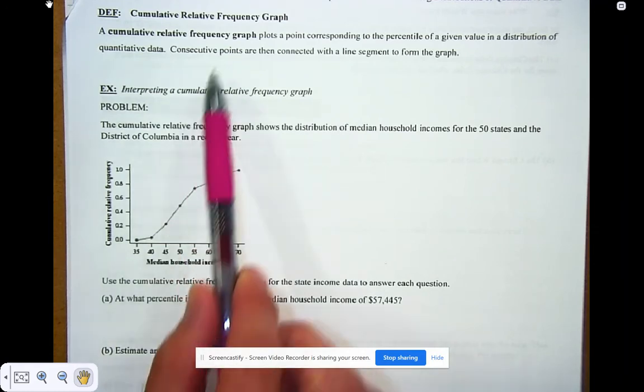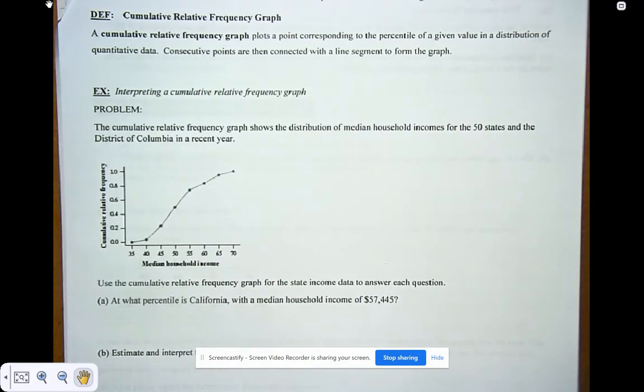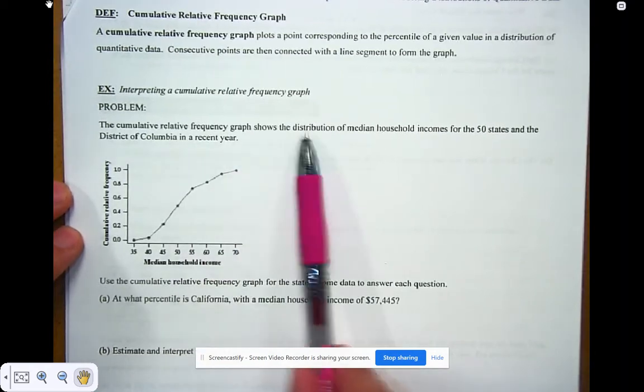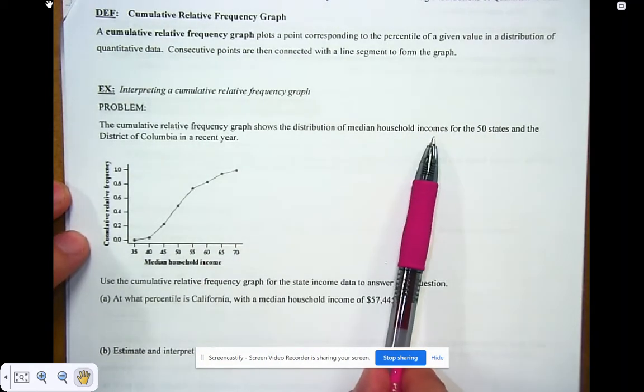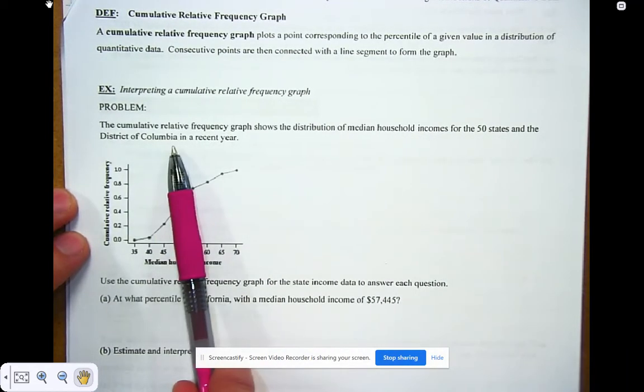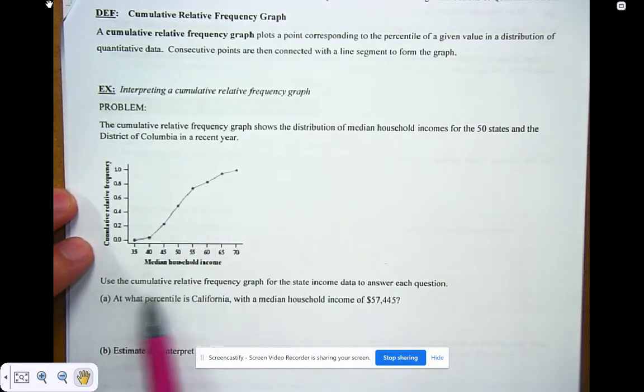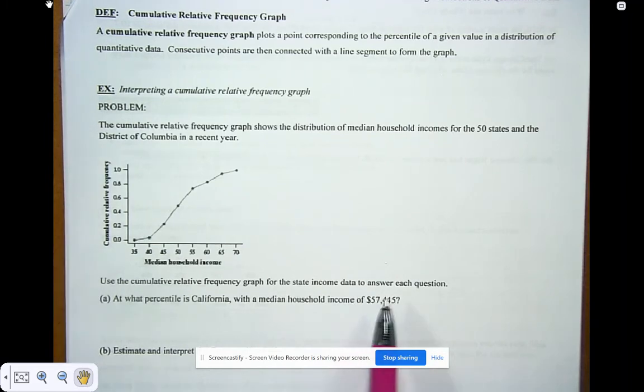Okay, so up here it gives that formal definition. It says it plots a point corresponding to the percentile of a given value in a distribution of quantitative data. Consecutive points are then connected with a line segment to form the graph. So this will explain what's happening here. It says this shows the distribution of median household incomes for 50 states and the District of Columbia in a recent year. Use the cumulative relative frequency graph for the state income data to answer each of the questions.